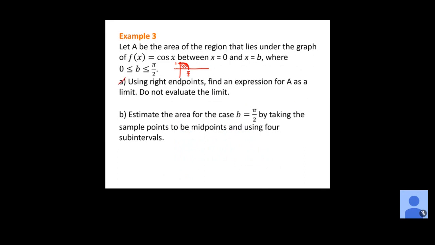Now, I'm going to skip part A. I don't want you to worry about that one. I actually want to look now at an estimate of the area where b is equal to pi over 2. So we're looking at that entire area from 0 to pi over 2. And we're going to use midpoints this time. And we're going to use 4 subintervals or 4 rectangles. All right, so let's think about what this is going to look like now. So again, sketch this out a little bit larger here, starting up here at 1, going out here to pi over 2.